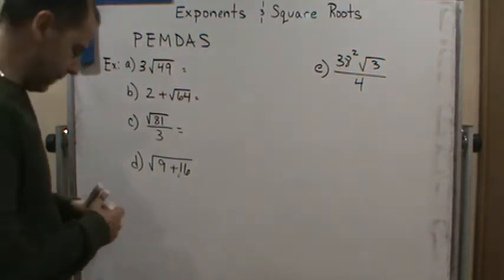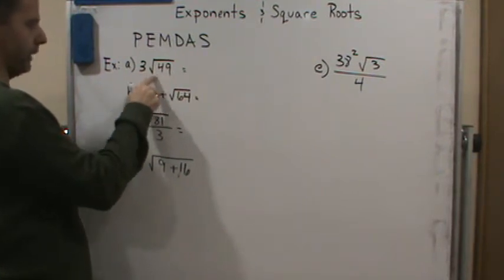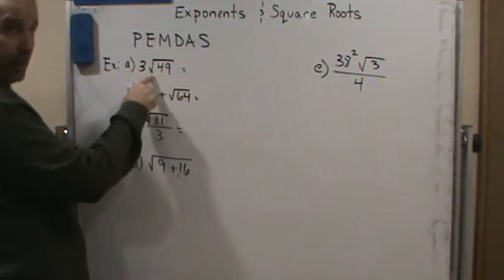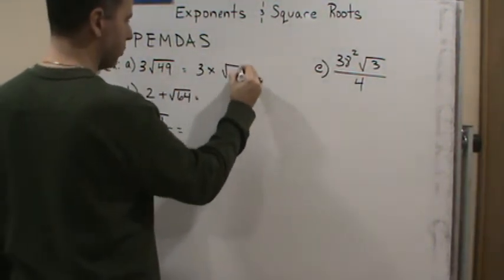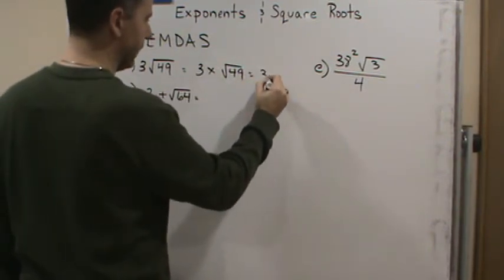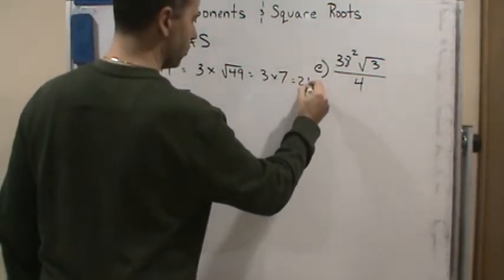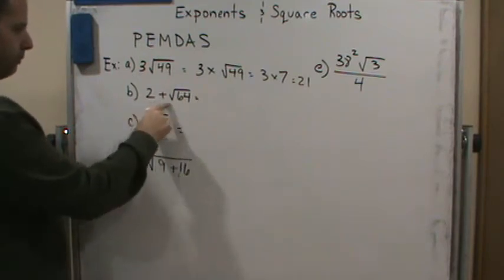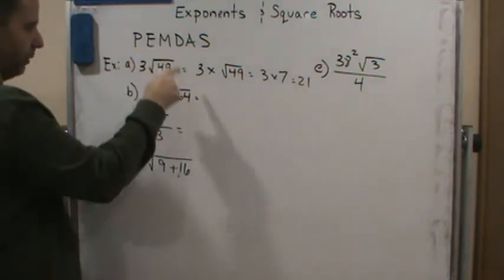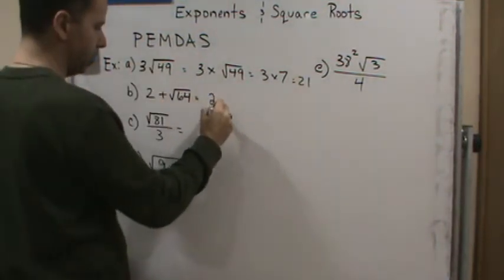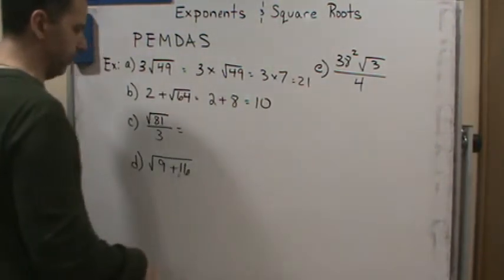Okay? So for example, in the first one we have 3 times the square root of 49. When we have a 3 in front of a root, it's implied multiplication. So this is 3 times the square root of 49, which is 3 times 7, right? The square root of 49 is 7, and of course this will give us 21. The next one, we have a plus here with the square root of 64. So again, exponents and roots are done before addition. So this would be 2 plus, what's the square root of 64? 8. And so now that would equal 10.